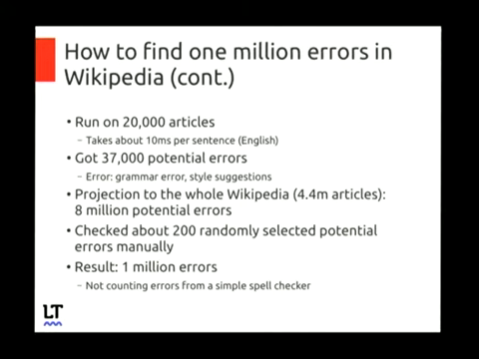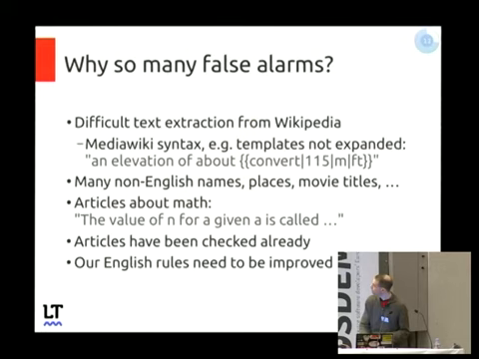So still, we have 8 million potential errors and only 1 million useful errors. So it's kind of like too many false alarms, you might say. And there are several reasons for that. First, it's surprisingly difficult to extract text from the English Wikipedia. They use this MediaWiki syntax, and one problem we have with that is currently we cannot expand the templates.